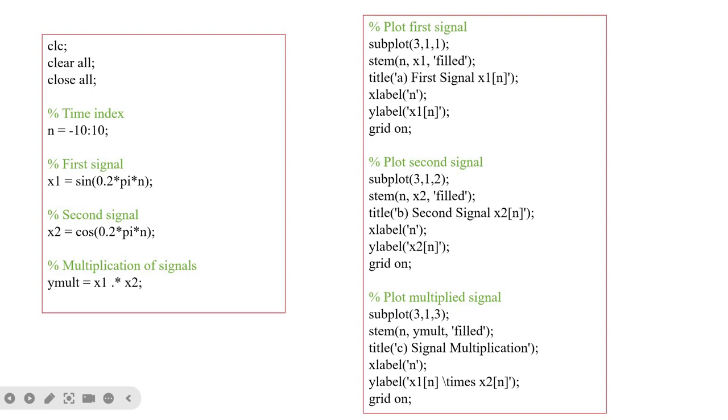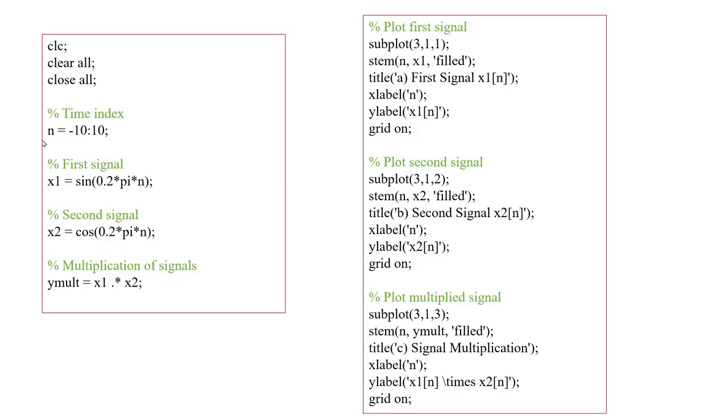Now this is the program. As usual the program starts with the three basic commands, that is CLC, which clears the command window, clear all, which removes all variables from the workspace, and close all, which closes all the open figure windows. So these commands ensure that the program starts with a clean environment.